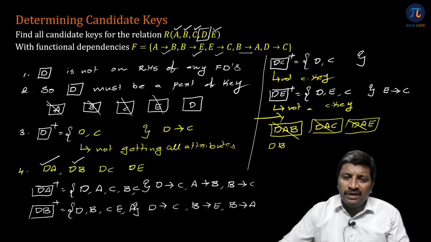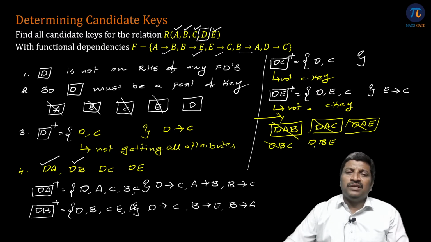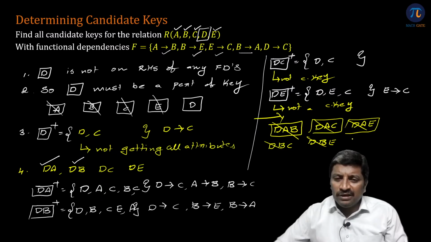Fine. Anything else you can write? D, B, C. Can you do it, sir? With the DB, it is already a candidate key. Don't try it. D, B, E. DB is already a candidate key. I don't try it.